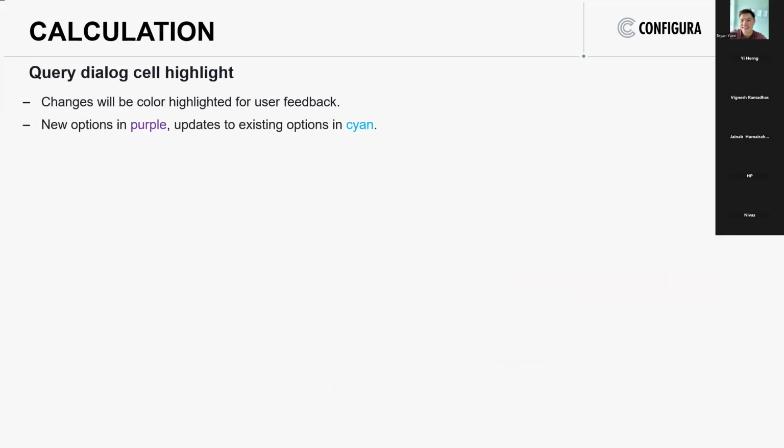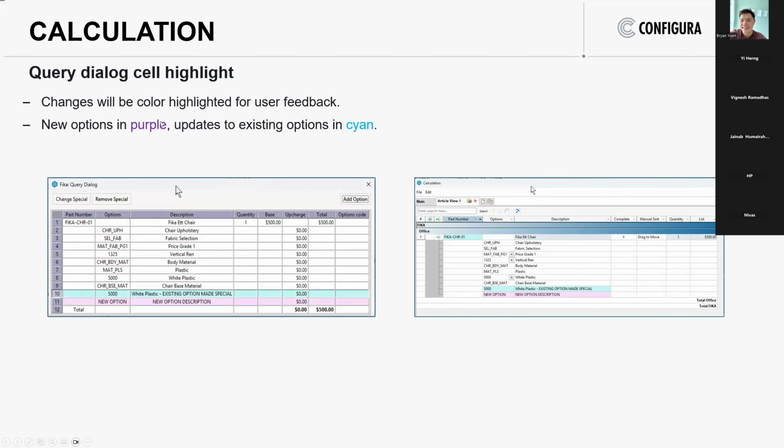Moving on, we're looking at the calculation related change. This affects the query dialog. The change here is for user feedback. So when using the query dialog, any changes now will be color highlighted. It's either in purple or cyan. Updates to the existing options will be highlighted in cyan, and new options will be highlighted in purple. It looks like this.